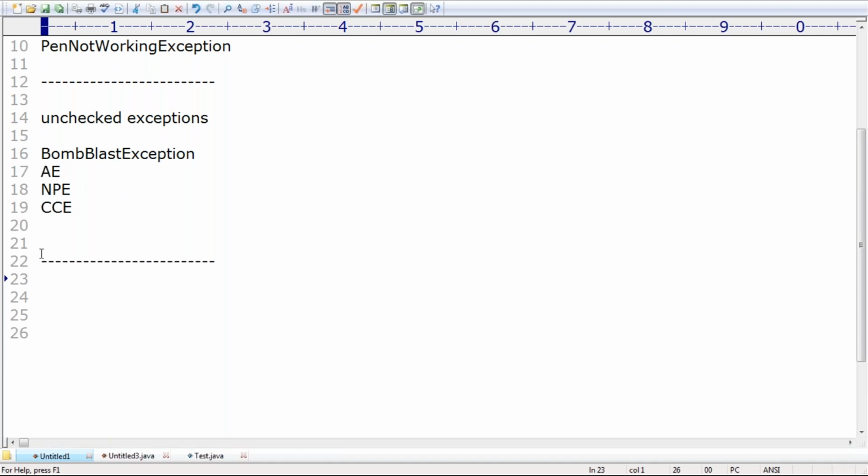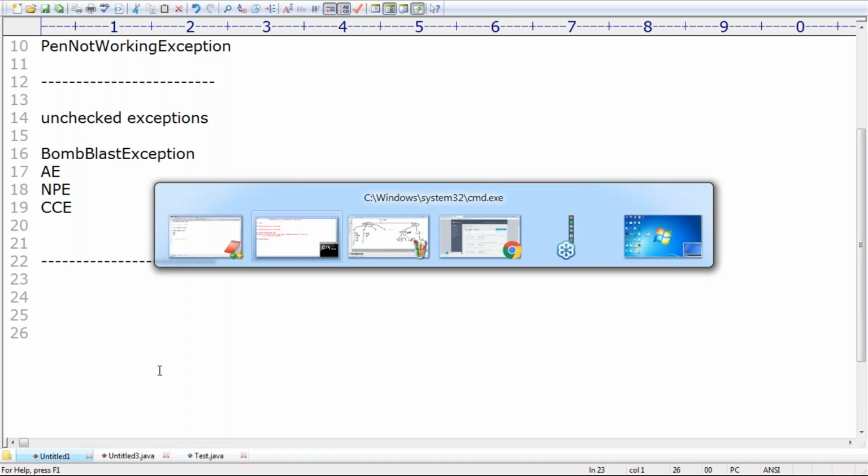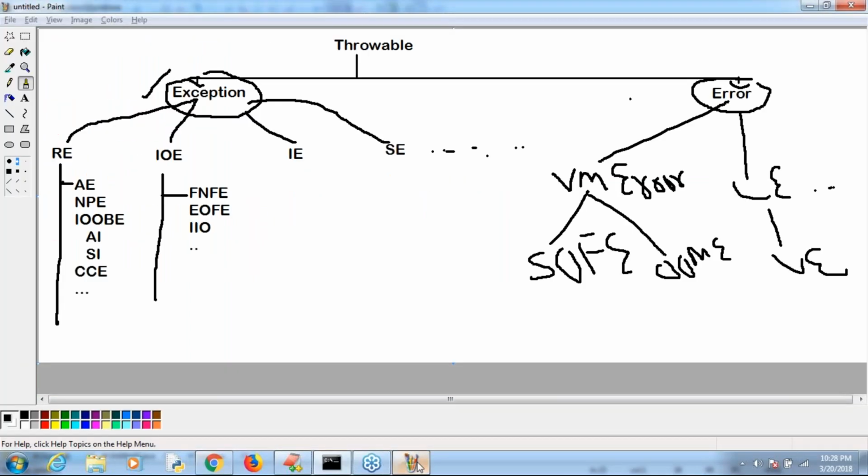Clear? Yes. Sir, not required to keep much explanation about this terminology, right? Okay. Sir, that's all. This is what is checked and what is unchecked. Sir, now I have one small doubt. I covered these many things, among all which are checked exceptions and which are unchecked exceptions. There is one small rule, sir. If you follow that rule, then automatically you can remember very easily which are checked and which are unchecked. Sir, errors are there.